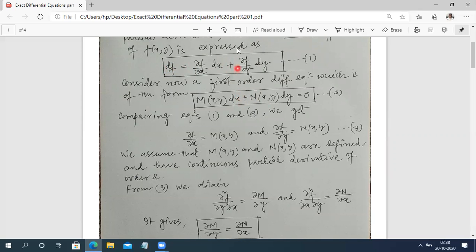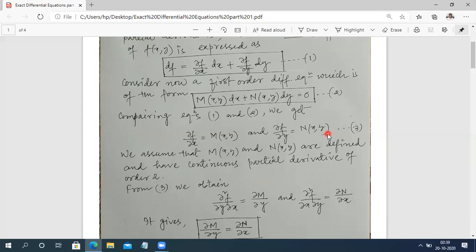Now if we compare these two equations 1 and 2, you can see that ∂f/∂x is equal to M(x, y), and ∂f/∂y is equal to N(x, y). In the right hand side you can see that the partial derivative of f with respect to x is nothing but M, which is a function of x and y, and the partial derivative of f with respect to y is nothing but N, which is a function of x and y.